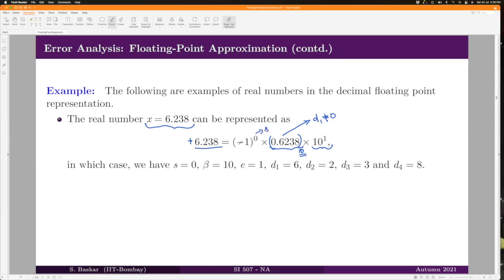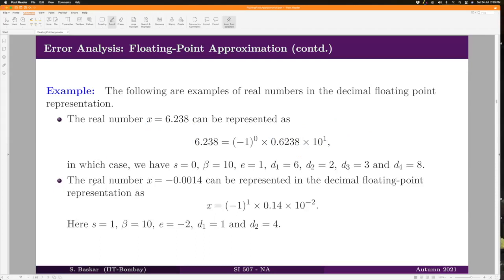Therefore, the representation is (-1) to the power of 0 into 0.6238 to the base 10, which generally we don't write, into 10 to the power of 1. This is the decimal representation of this real number. So s is 0, beta is 10, e, that is the exponent, is 1. Whereas in the mantissa, we have d1 equal to 6, d2 equal to 2, d3 equal to 3, and d4 equal to 8. Let's take another example.